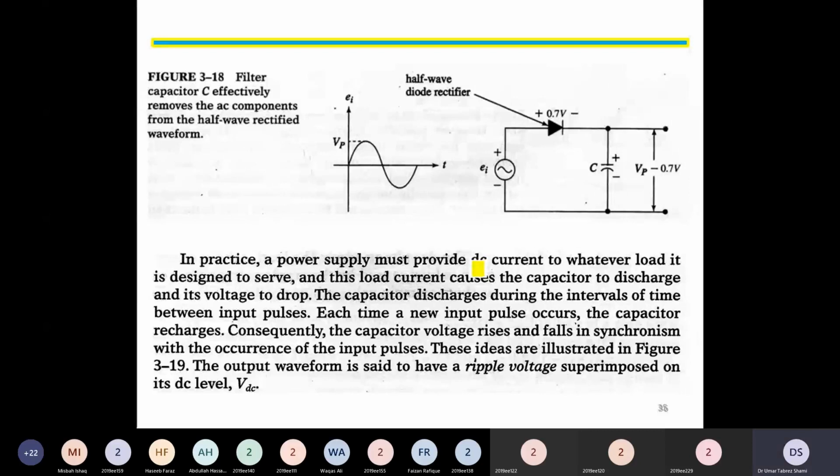Each time a new input pulse occurs, the capacitor recharges. Consequently, the capacitor voltage rises and falls in synchronism with the occurrence of the input pulses. These ideas are illustrated in figure 3.19. The output waveform is said to have ripple voltage superimposed on its DC level VDC.